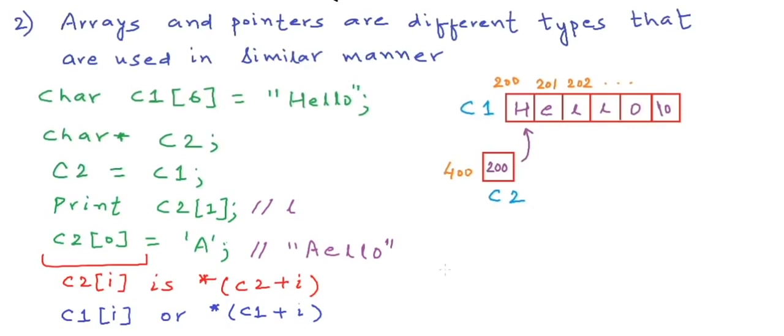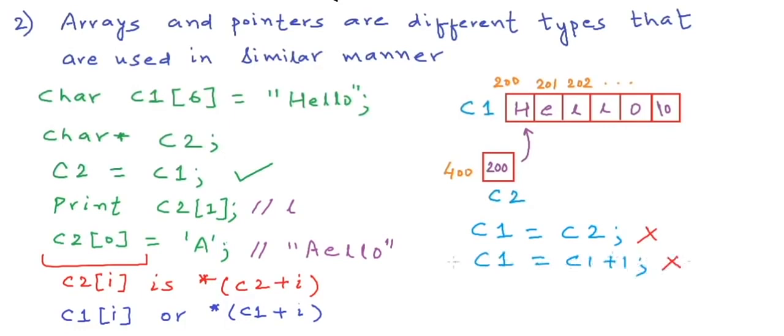Let us now look at the differences. We cannot modify an array name with a statement like this: C2 = C1 is valid, but C1 = C2 is not valid. It does not make sense. This will give you a compilation error. We cannot even say C1 = C1 + 1. We cannot increment or decrement this variable C1.